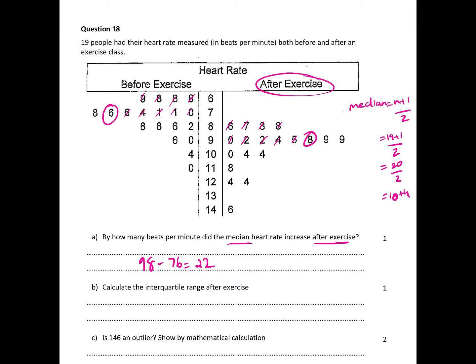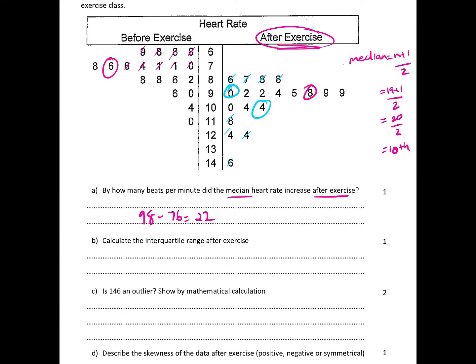Now it's asking to calculate the interquartile range after exercise. Okay, so again, just dealing with this side here. If I want to find the interquartile range, I need to determine Q1 and Q3. So for my lower quartile, it's going to be 1, 2, 3, 4, that term here, halfway. And on the other side, 1, 2, 3, 4, that one here. Okay, so we've got Q1 is 90, Q3 is 104. So for your interquartile range, you would get 104 take away 90, and that is 14.